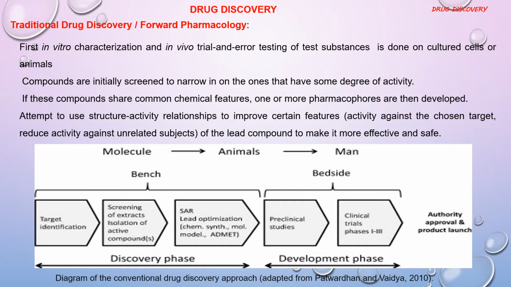The activity of the lead compound is improved or made more effective by modifications, followed by pharmacokinetics and toxicology studies before going for clinical studies and FDA approval. This is followed by marketing strategies. The flowchart below illustrates a conventional drug discovery approach.